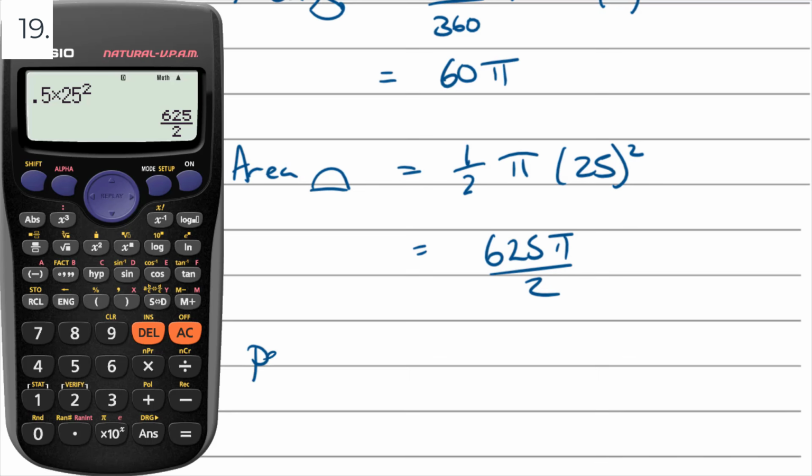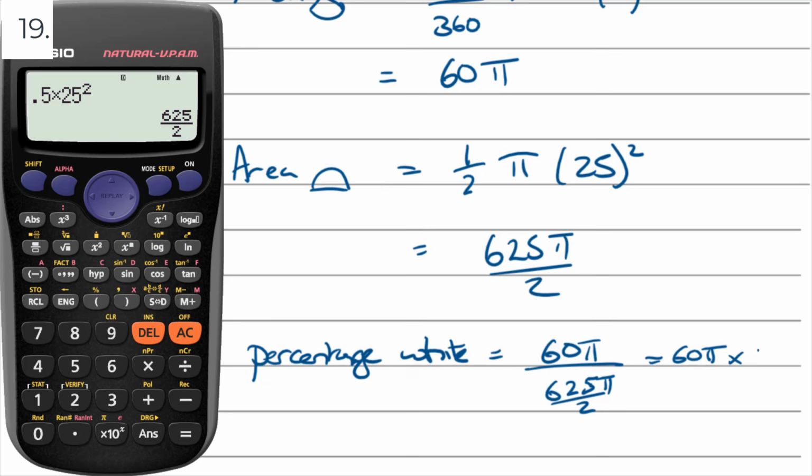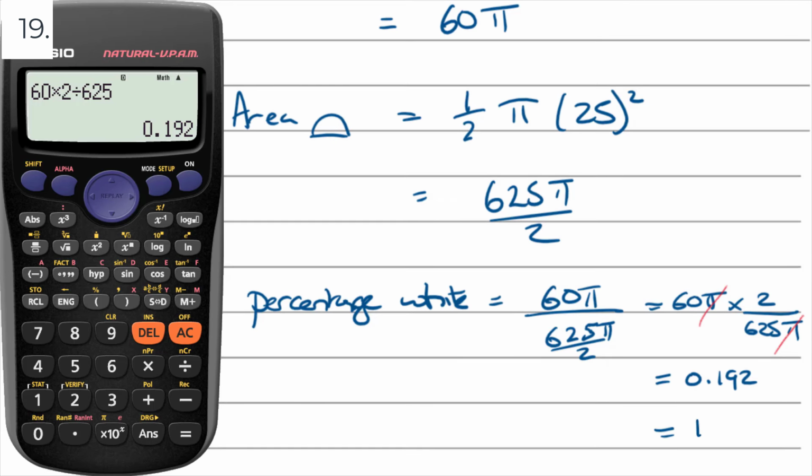Okay, so the percentage that's white is going to be 60 pi divided by 625 pi over 2. Dividing by a fraction is the same as flipping that fraction over and multiplying. So that's the same as 60 pi times 2 over 625 pi. That's where the pi's cancel out. So then I've got 60 times 2 divided by 625, which equals 0.192. So as a percentage, that's 19.2%.